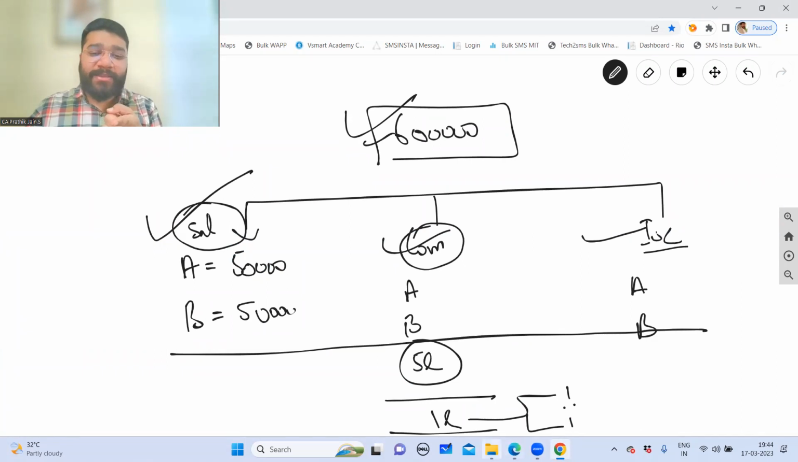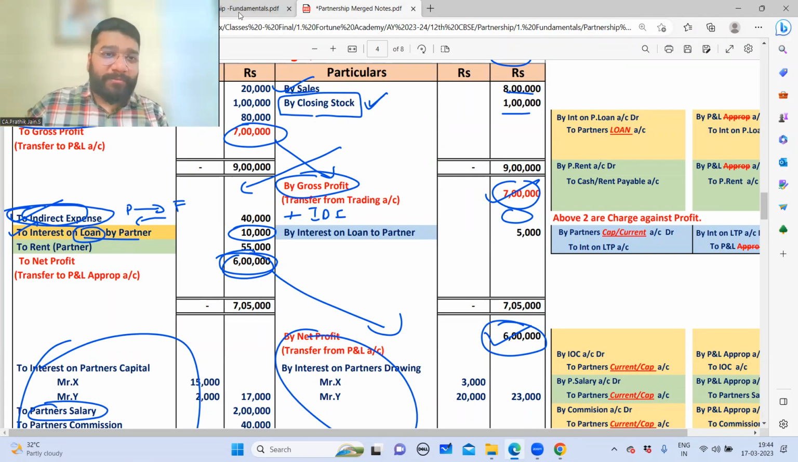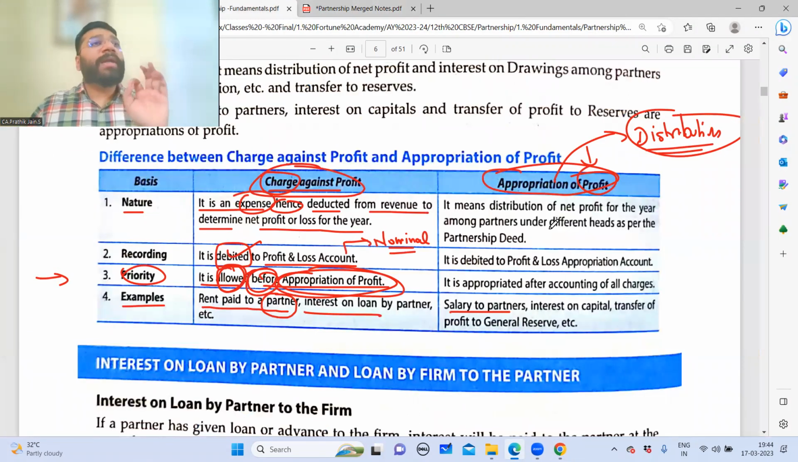We said this 1 lakh is distributed. We're discussing appropriation. So what is an appropriation item? Anything which is distributable provided profit is there. That is appropriation. No profit means no distribution. So what are the examples of that? Salary, interest on capital. Salary means commission is also included. Something is called transfer to general reserve. What is this? I'll discuss it when we come to a practical question based on this.